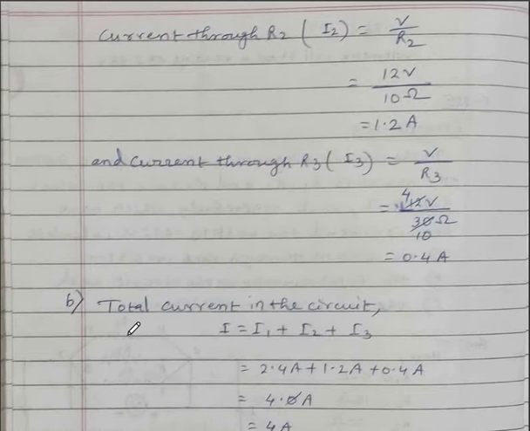Now question B. The total current in the circuit I is equal to I1 plus I2 plus I3. Let us add all these values, 2.4, 1.2 and 0.4. After adding you will get 4 ampere.